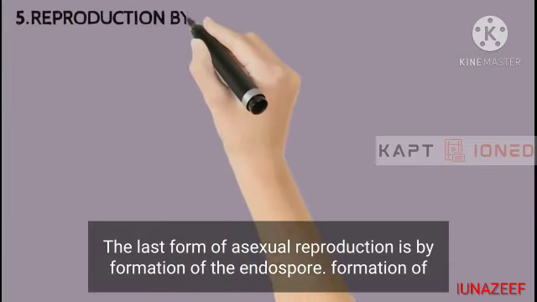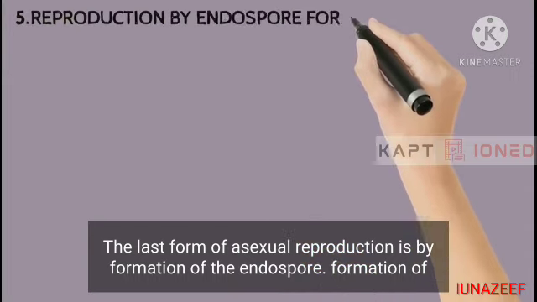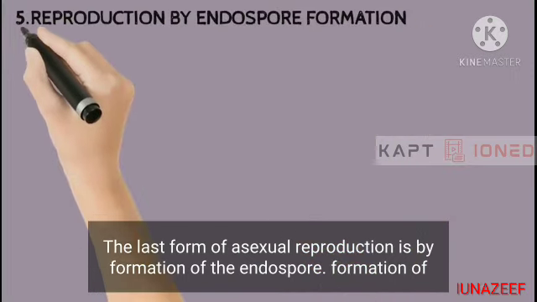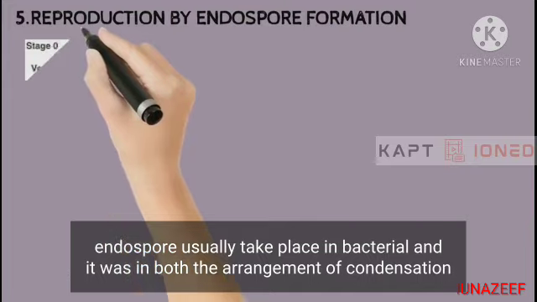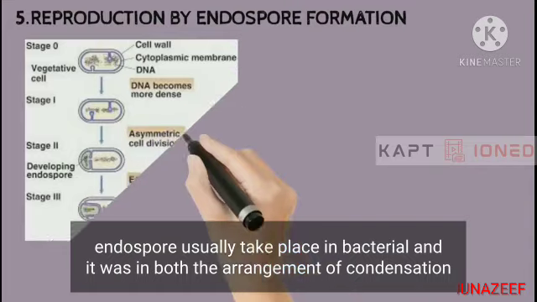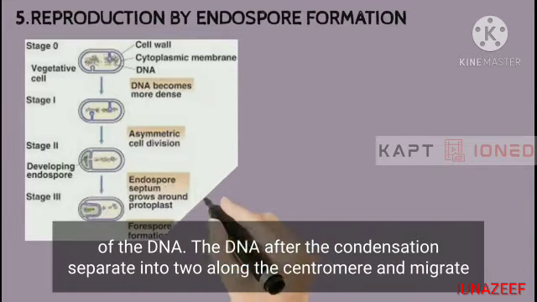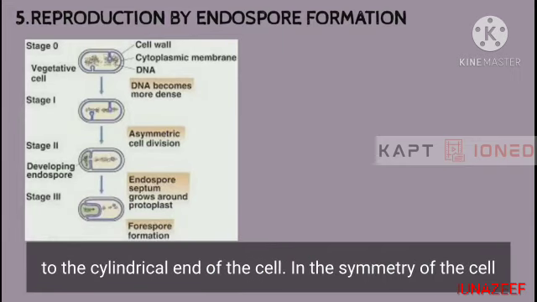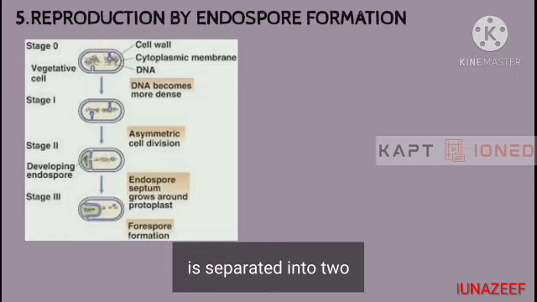The last form of asexual reproduction is by formation of the endospore. Formation of endospore usually takes place in bacteria, and it first involves the arrangement and condensation of the DNA. The DNA, after the condensation, separates into 2 along the centromere and migrates to the opposite ends of the cell. In the end of the cell, a line of symmetry is drawn, and the line separates the cell from the first chromosomes that were parted away.